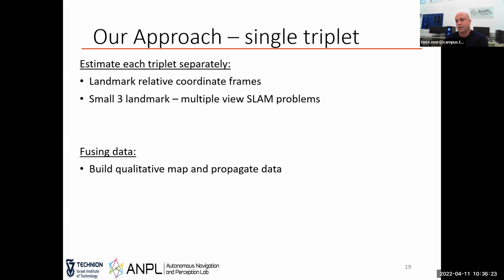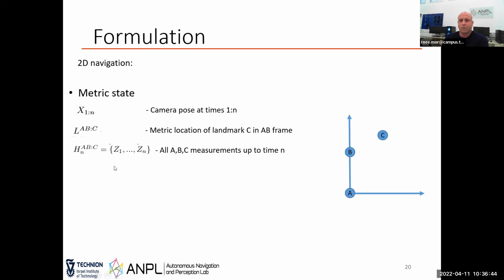Now we are going to talk about a single triplet. Okay, so we said we are estimating separately each triplet of landmarks, and we are using a relative coordinate frame, and then we fuse the data in a factor graph, in a map, between these triplets.